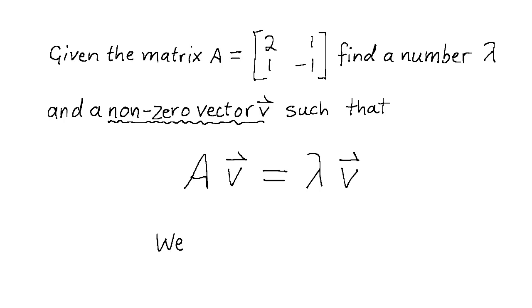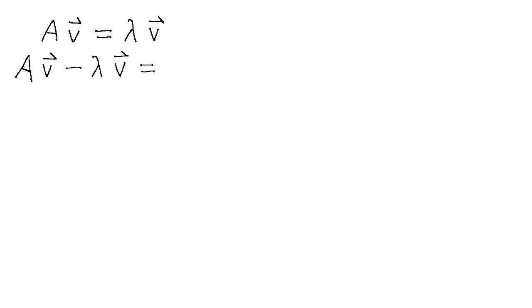We'll start by finding lambda. Okay, we need to solve A times v is equal to lambda times v. Moving lambda v to the left side, we see that this is the same as saying A times v minus lambda times v is equal to 0, or rather, the vector made up entirely of zeros. I might then factor out the vector v on the right to get a statement like this.